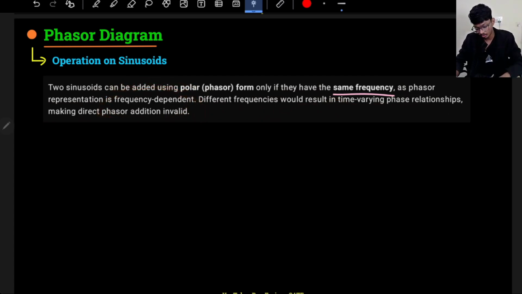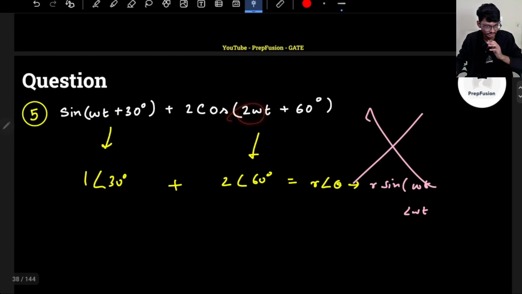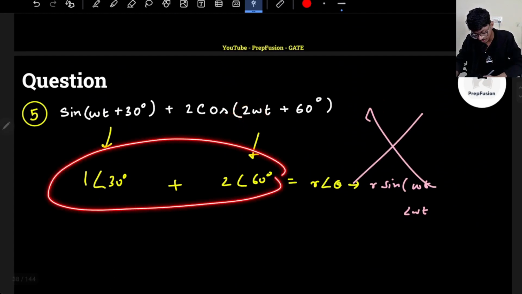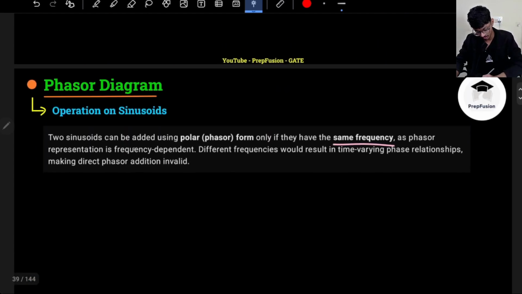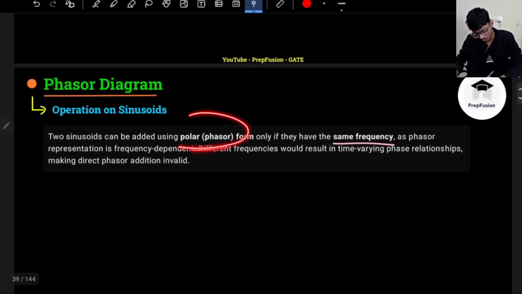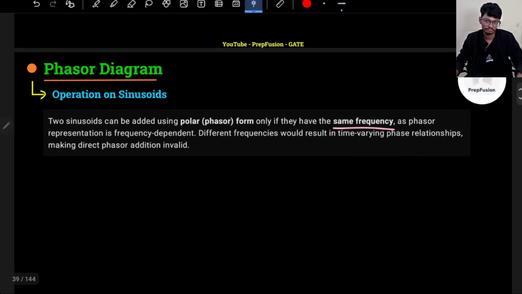Okay, so if there is some different frequency, the information about the frequency gets lost. That is what I taught at the starting of this lecture. While converting to a phasor, the information about the frequency gets lost. So you cannot simply add two sinusoids if they are of different frequencies. If they have the same frequency, yes, you can do this conversion, then add. That is allowed. But if they are of different frequency, that is not allowed. You can only add in polar or phasor form if they have the same frequency. That is the advantage. Okay.